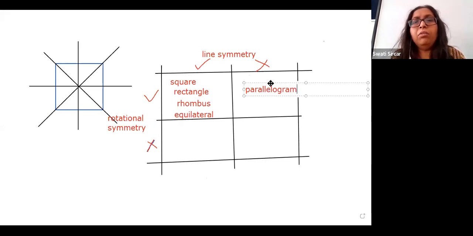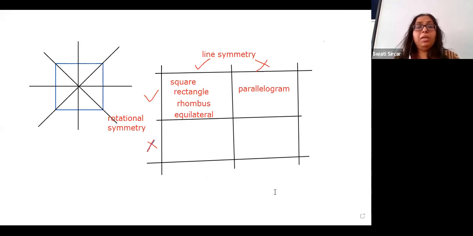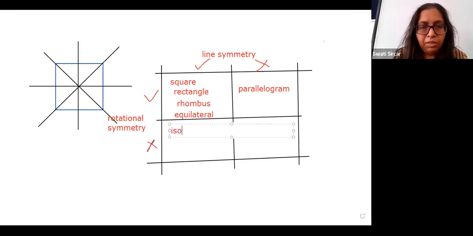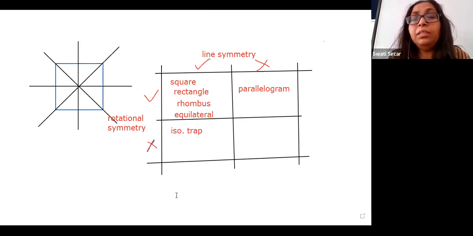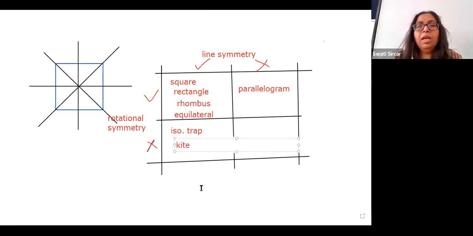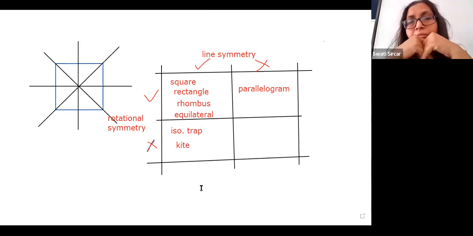How about something which has line symmetry but no rotational symmetry? Isosceles trapezium. Yes, isosceles trapezium. I'm going to write it in short. What else? Anything else? Kite. Yes, kite. And can you think of a quadrilateral which has neither?